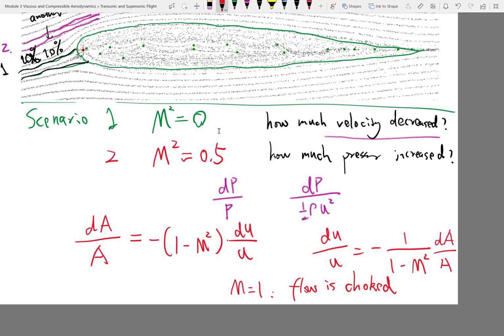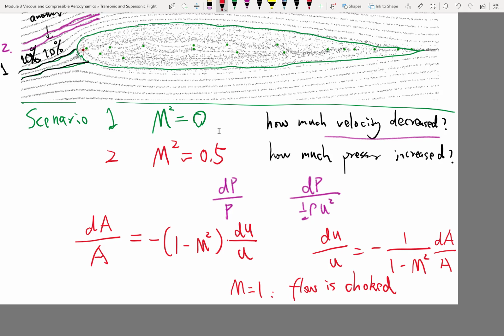Now imagine a little bit downstream and a little bit upstream of the Mach equal to 1 point. What is happening? A little bit upstream, we still have subsonic flow, so we still have 1 over M squared being negative. When 1 over M squared is negative, the flow is accelerating, so du over u is positive, which means dA over A is negative. Upstream of the choking point, the stream tube area is decreasing.